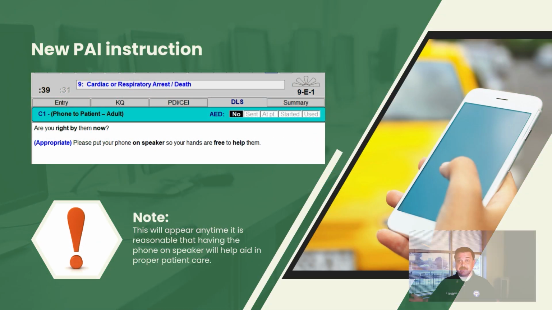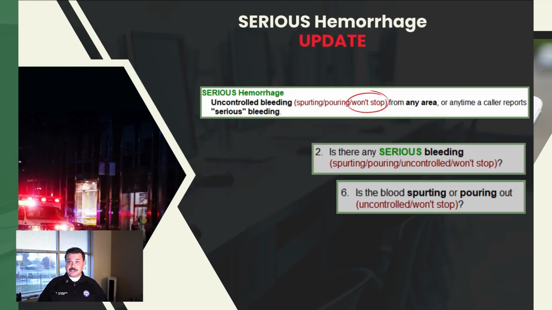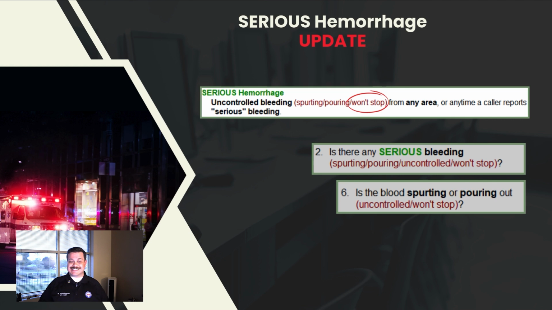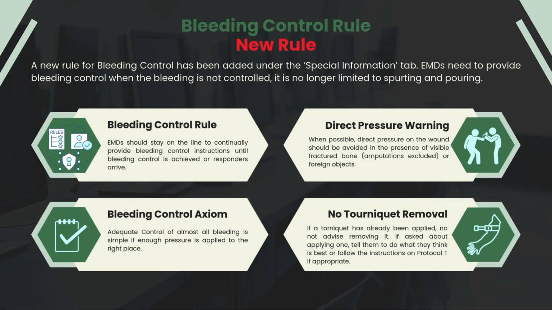How about this one? People have been doing this for a while already, but now there's an official instruction. We want to ask the caller to put the phone on speaker, which I think most of us would agree is typically beneficial in situations where the PAIs are indicated. You're also going to notice that the definition of serious hemorrhage now includes won't stop, and that a new rule that tells us to control bleeding is now indicated when the bleeding is not controlled and not just limited to the spurting or pouring. As a reminder, in almost all cases, direct pressure will control the bleeding, and it's typically a matter of just not pressing hard enough or sometimes in the right place.